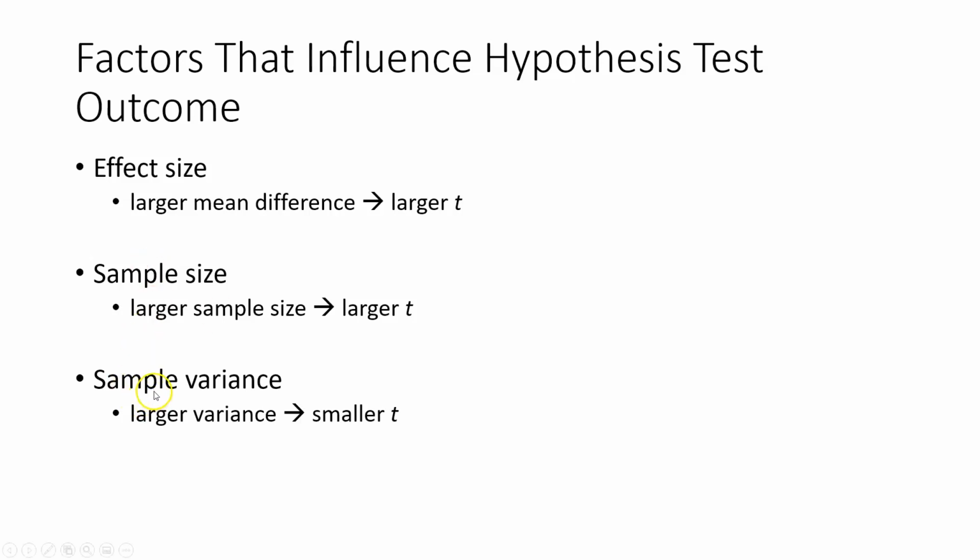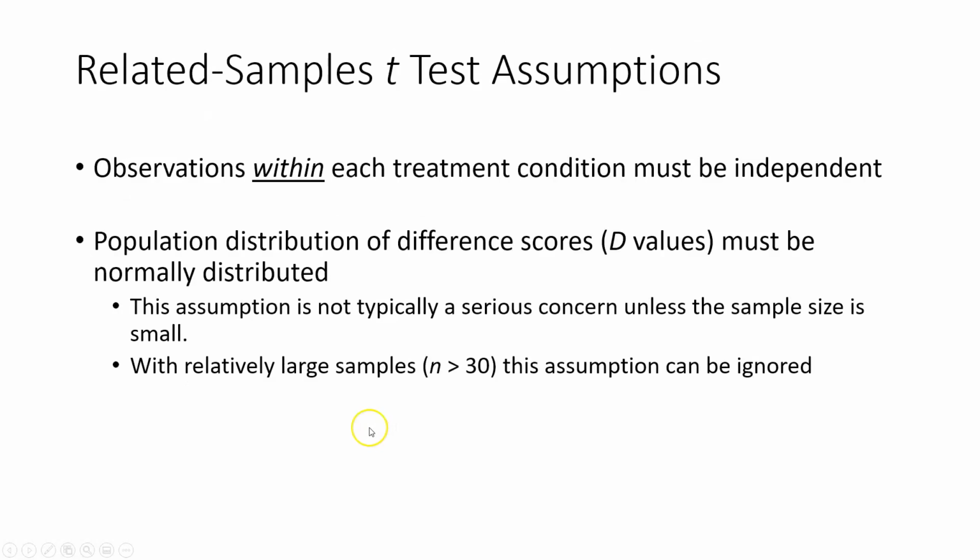Finally, the sample variance can make a difference in the size of your t. If you have larger variance, then you have a smaller t. Remember, that's because the variability is overlapping, or it makes the data messier, and so if you have more random variance, larger error variance, then the sample scores are overlapping too much to be able to tell whether there's a real difference. So that will yield a smaller t.